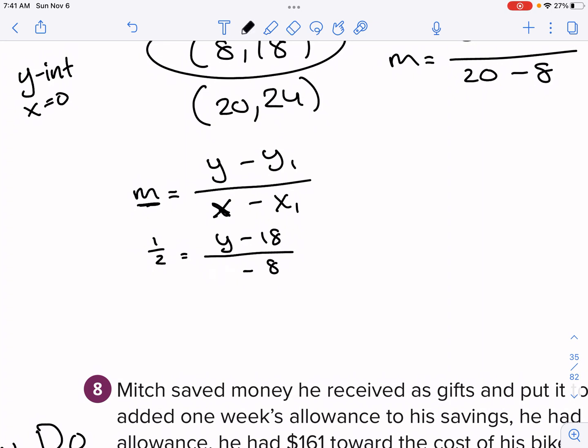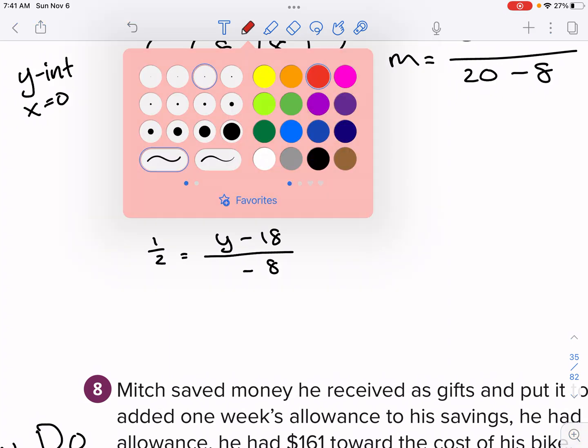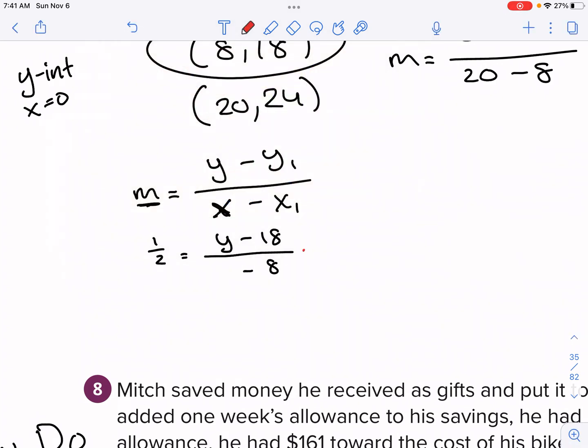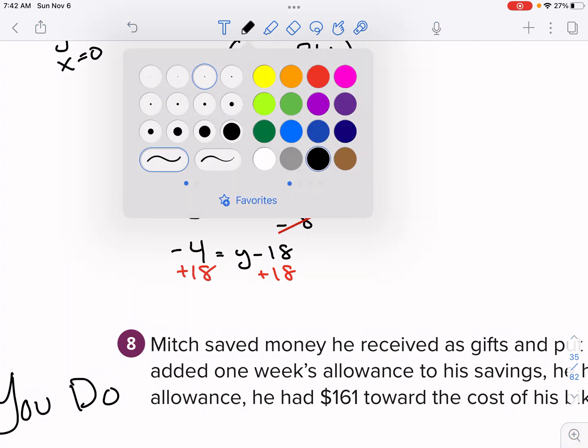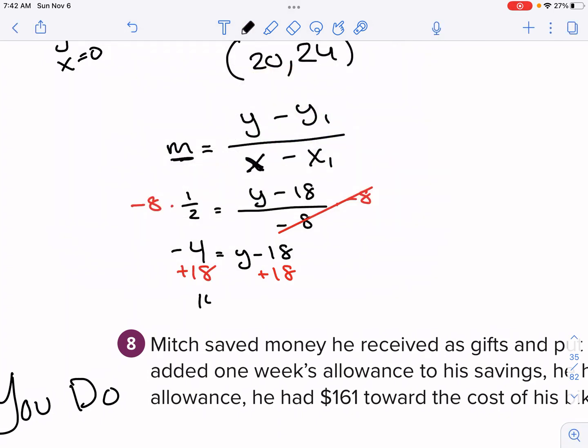So this becomes a 2-step equation. I'm going to multiply both sides by negative 8 because we're undoing dividing by 8. We'll rewrite this. Negative 8 times 1/2. What's a half of 8? It's 4, so this is a negative 4. Then this is a one-step equation. Now we're going to get rid of subtracting 18 by adding 18 to both sides. To simplify this, this is 14 equal to y.